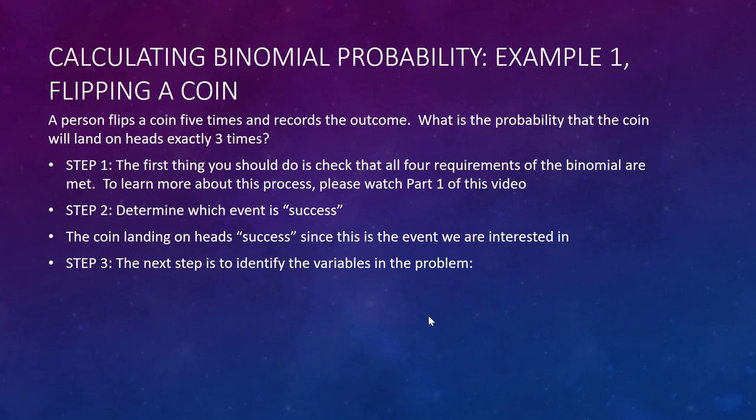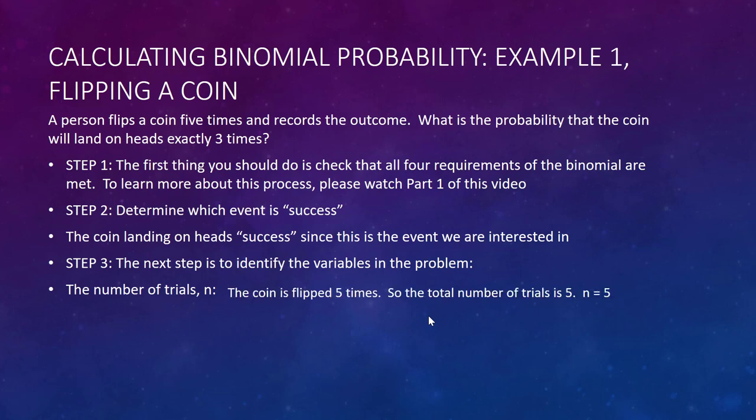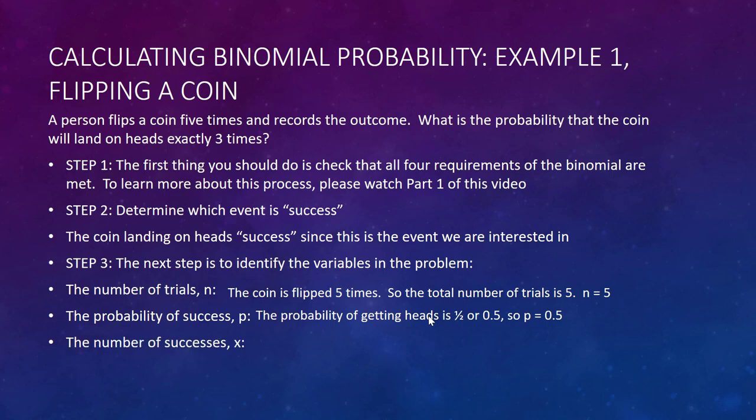Step 3. The next step is to identify the variables in the problem. What is the number of trials? The coin is flipped 5 times, so the total number of trials is 5, so we say n equals 5. What is the probability of success? The probability of getting heads is 1/2 or 0.5, so we say that p is equal to 0.5. The number of successes x. The problem asks what the probability is of getting heads exactly 3 times, so x equals 3.